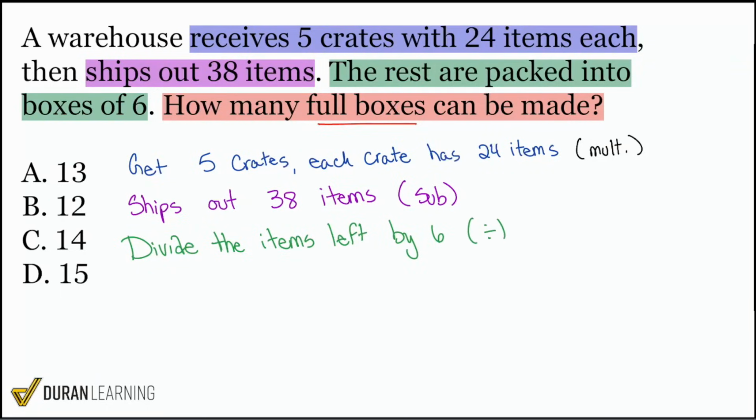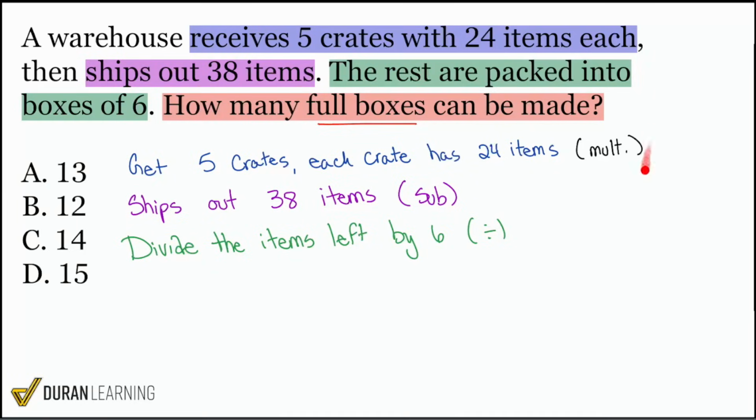That is division. So let's go over the plan before we actually do it. We have this shipment that came in, and so we're going to have the total of the items because we have 5 crates, 24 items in each crate. We multiply to get that total. So whatever that total is, we've got to subtract 38 from it because according to the story, we shipped out 38 items. So that's going to be subtraction right there. And with the number of items that we have left, we're dividing by 6 because we're trying to pack them into boxes of 6.